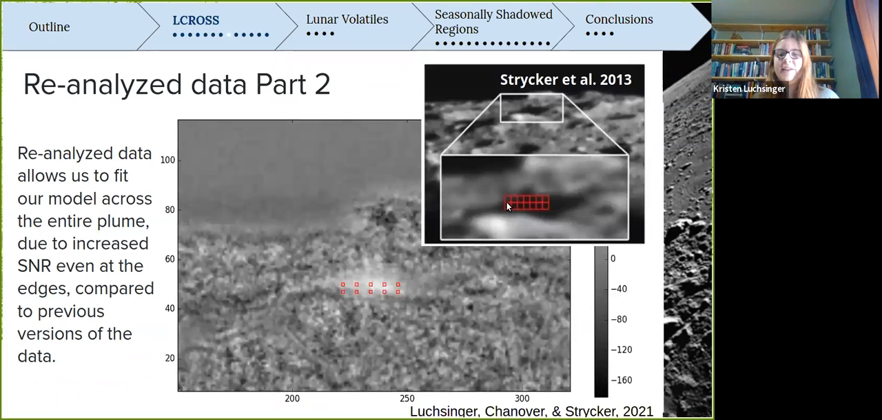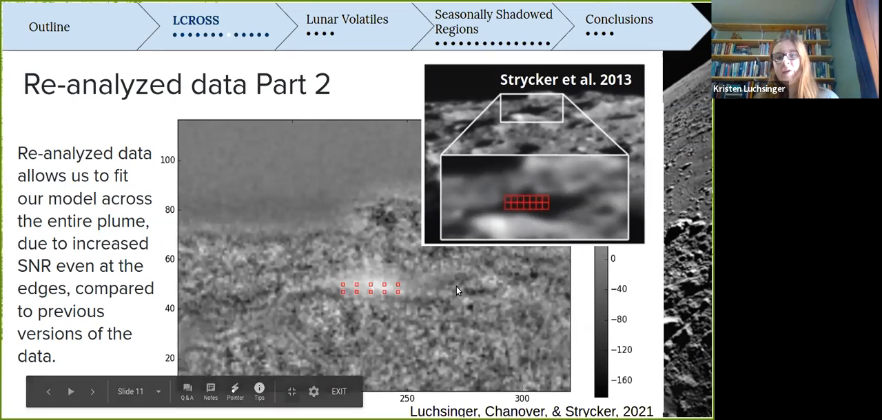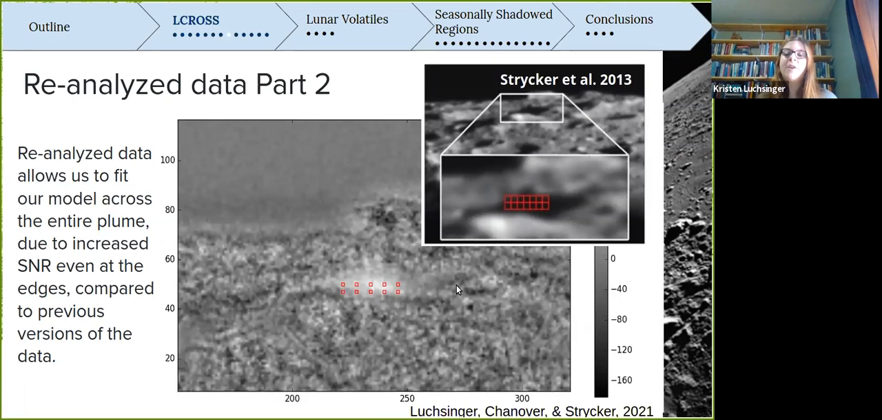So here you can see these are the pixels selected in 2013, and these are the pixels that I've selected for the 2020 work. You can see that we're going further out to the edge of the plume, and also that the pixels are on a finer spatial scale. This is possible because the signal to noise is so much higher in this new reanalyzed PCA pipeline data.